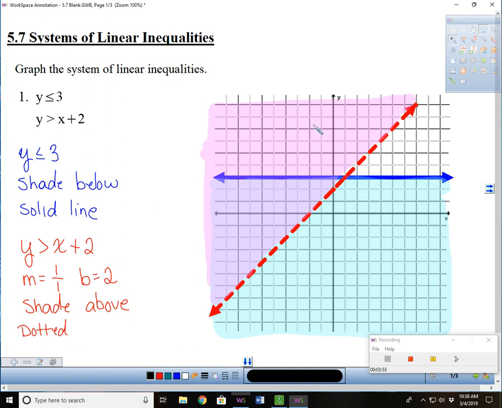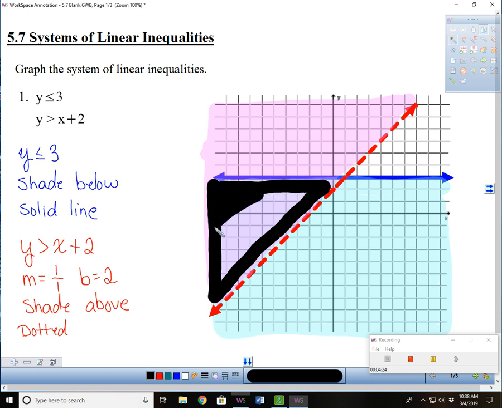Where it's just pink, that will only work in this red one. Where it's just blue, it's only going to work in the blue one, which is the top one. So this right here, I'm going to make that darker. You want to make that really dark or erase the other parts that you shaded. That is the part that matters. So if you wanted to erase this light blue part and this pink part up here, you could, and then you would have this right here.